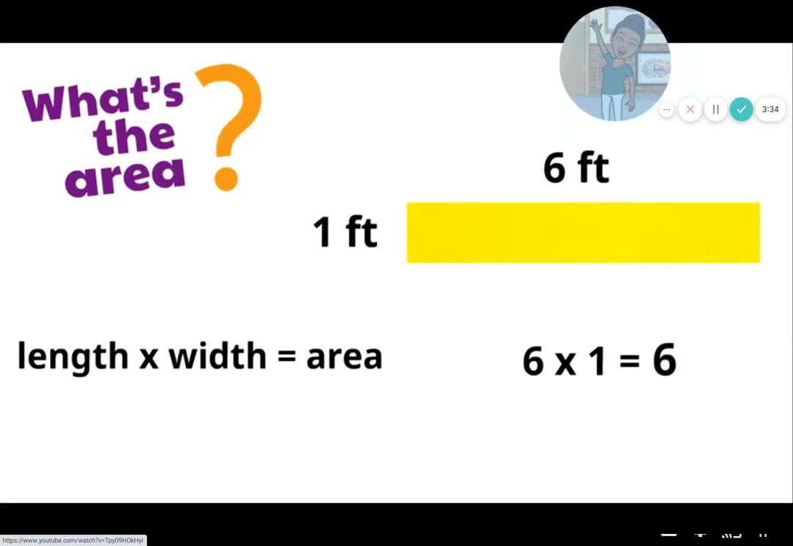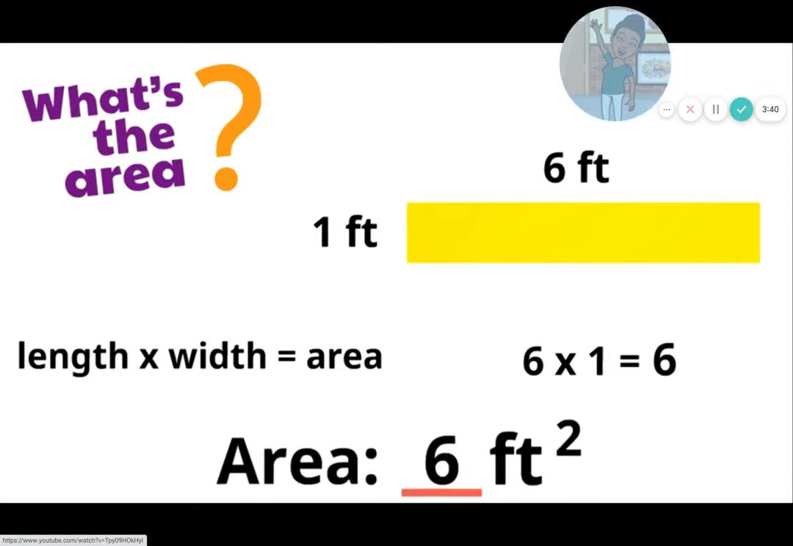Whenever you multiply a number times 1, it stays the same. So our answer is 6 feet squared. That little 2 next to feet means squared. It tells us that the rectangle has 6 square feet of space inside. The area is 6 feet squared.